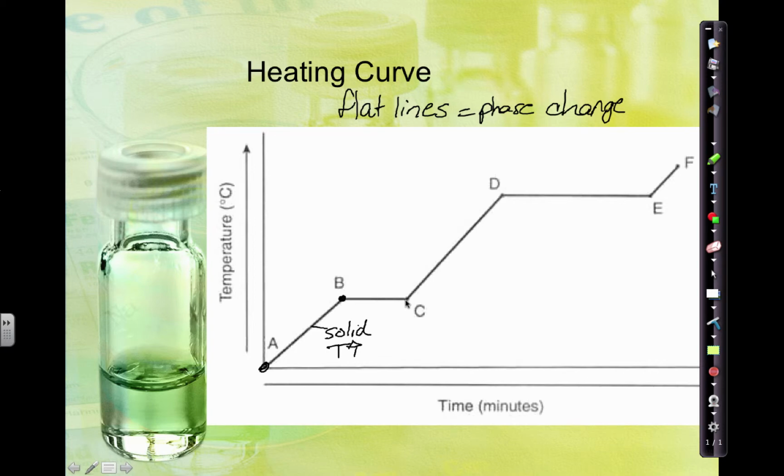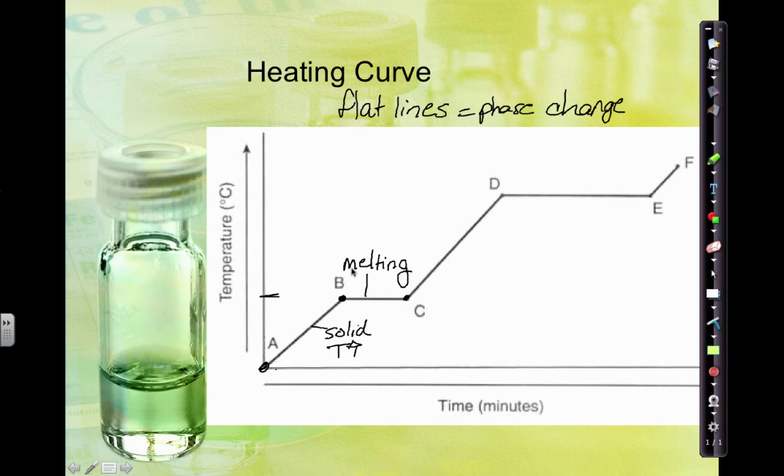Well, from point B to C I have a phase change. So what I can assume at this point, since I'm starting at a low temperature and I'm at a solid state, is that I'm going to the next state of matter, which would be a liquid. So I am melting that substance. There is no temperature change while I am melting the substance. So this would also be the melting and the freezing point of that substance.